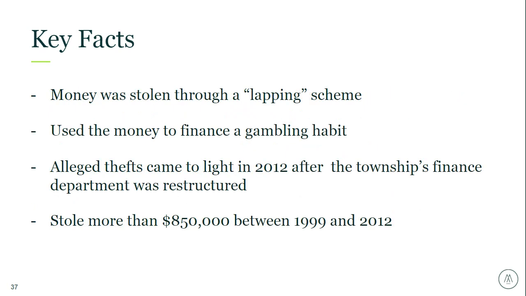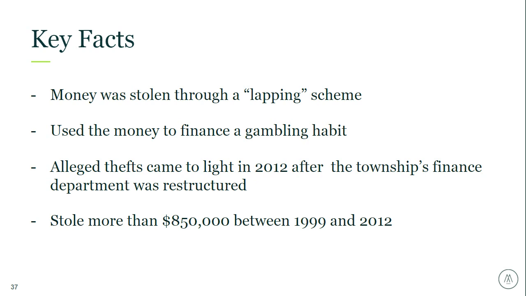So Tonkin actually used a sophisticated lapping scheme to conceal the theft. When a resident paid one utility invoice with cash at the township building, the money was never deposited in the township's bank account and wasn't credited to the resident's account. When the next resident paid a bill by check, that check would then be credited to the first resident's account and then deposited in the bank. If a third resident paid an invoice with a check, that check would then be credited to the second person's account, and on and on and on we go.